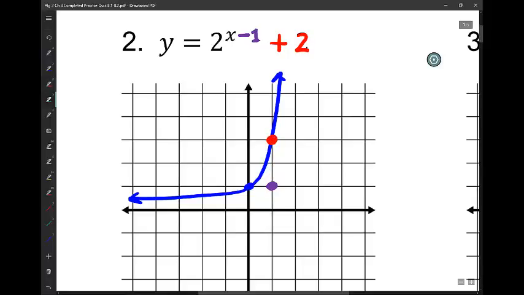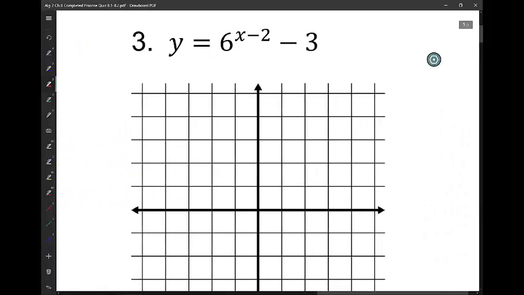Now, that's also going to cause the asymptote to go up 2 as well. And so my asymptote is at the value y equals 2. And so in red, we have a growth function shifted over 1 to the right and up 2. Let's look at number 3.